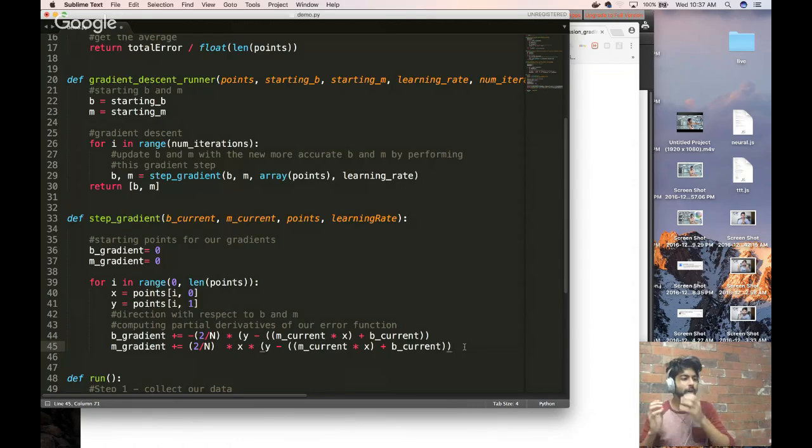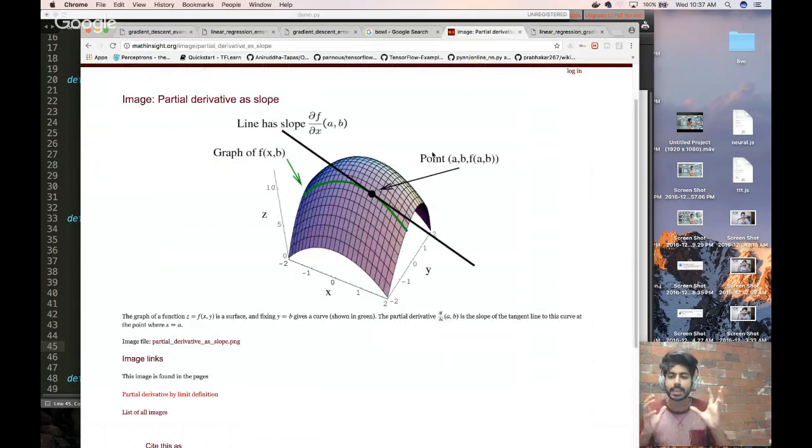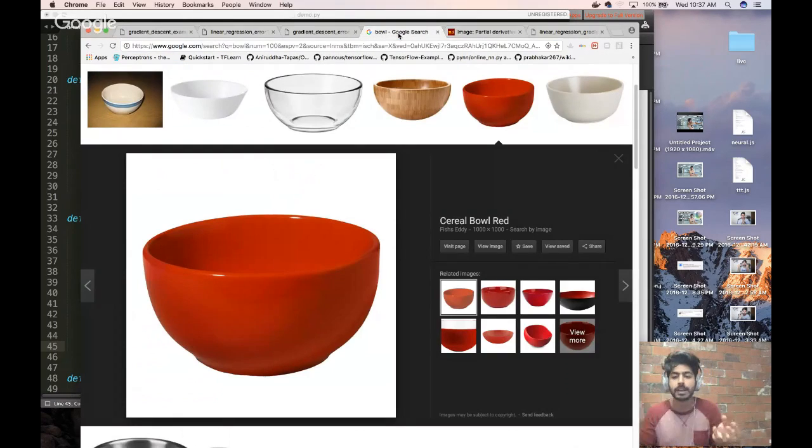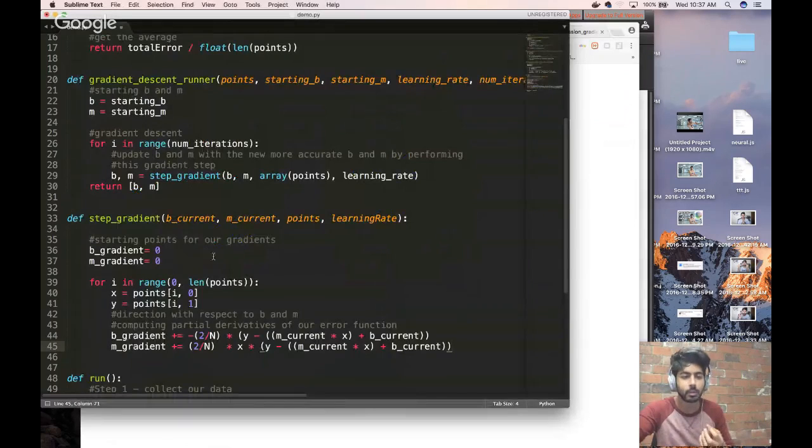So now we've computed our partial derivatives. Let me show you one more time. It's giving us directions to go for both B and M. And remember, they're partial. It's not telling us the whole story. It's telling us what direction we should go for B and what direction we should go for M, to get to that bottom point where the error is the smallest. Right here where my mouse is, that point is what we want to get to, and that's what the partial derivative is going to help us with.